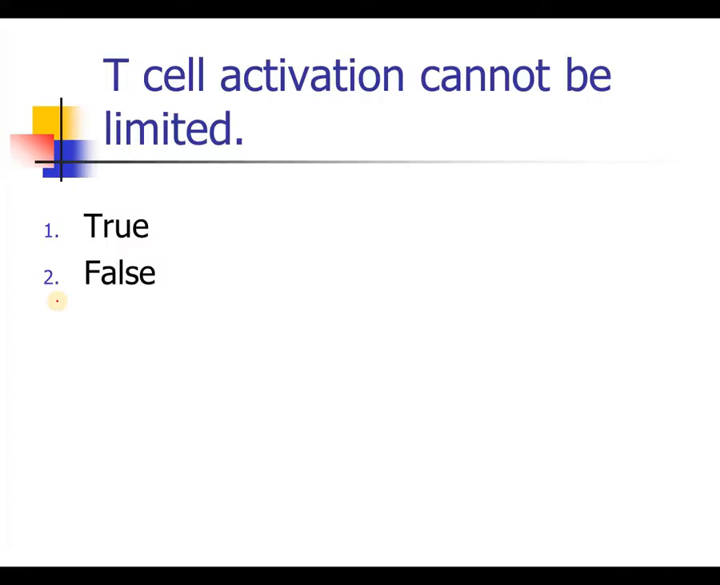So I have a question for you, and that is, T cell activation cannot be limited. Is this true or false? I'll let you think about that, and the answer is, it is false. Absolutely, you can limit T cell activation. You're going to do it through those inhibitory receptors, CTLA4 or PD1. They actually have motifs themselves. They're immunoreceptor tyrosine-based inhibitory motifs, so they're ITIMs, not ITAMs.